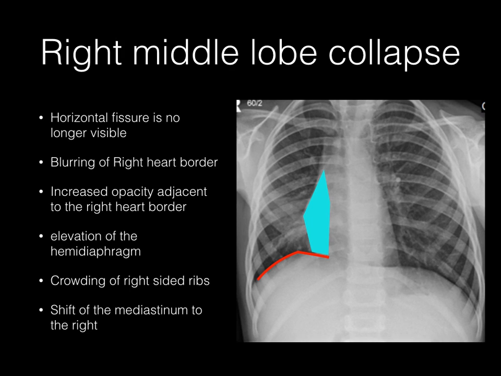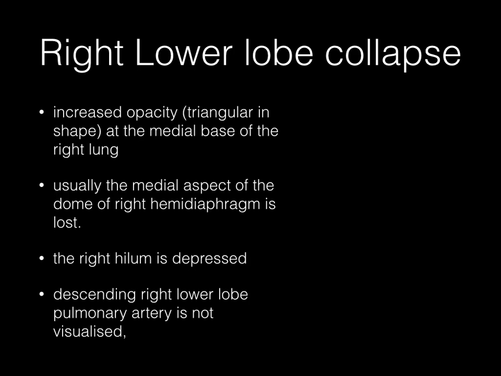Now, right lower lobe collapse, on the other hand, a complete collapse of the right lower lobe, although usually very easily seen, sometimes it can be missed if there is no significant consolidation and the film is a little bit rotated. But the classical findings that you can visualize for a right lower lobe collapse include increased opacity, which is usually triangular in shape at the medial base of the right lung. Usually the middle aspect of the dome of the right hemidiaphragm is lost.